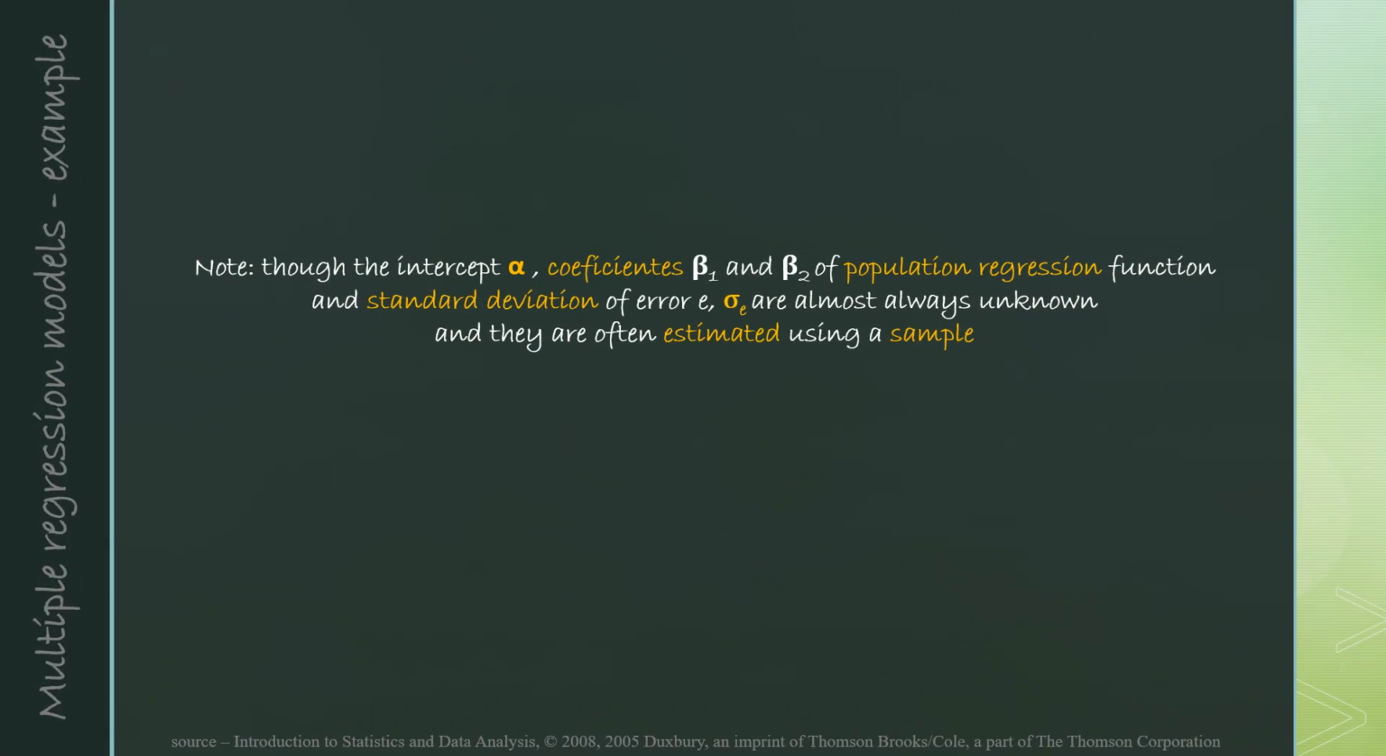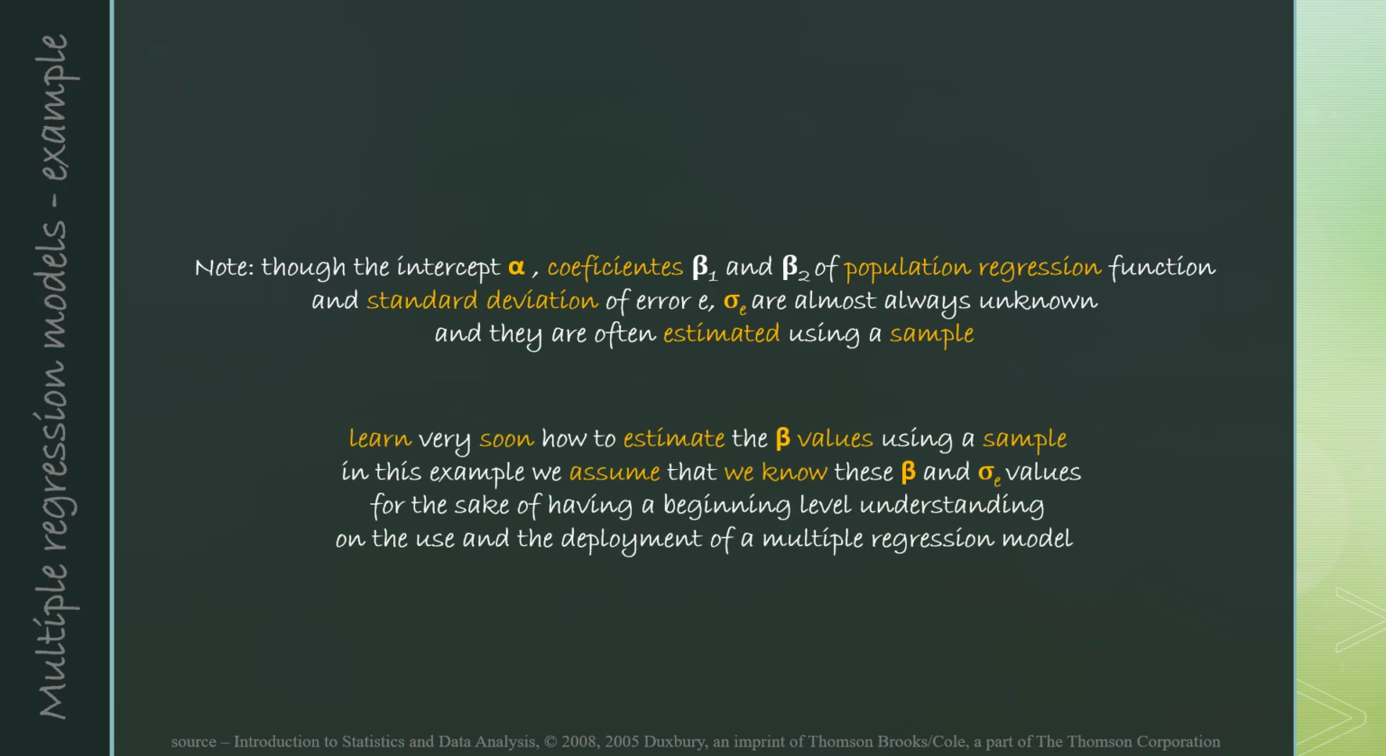Note, the intercept alpha, coefficients beta 1 and beta 2 of the population regression function and standard deviation of error E, sigma E, are almost always unknown and they are often estimated using a sample. We'll learn very soon how to estimate the beta values using a sample, but here in this example we assume that we know these beta and sigma E values just for the sake of having a beginning level understanding on the use and the deployment of a multiple regression model.